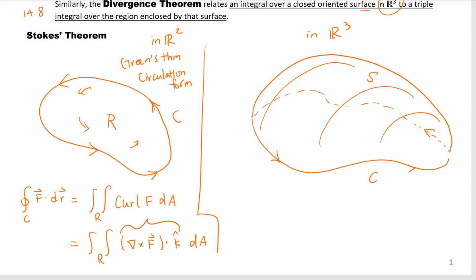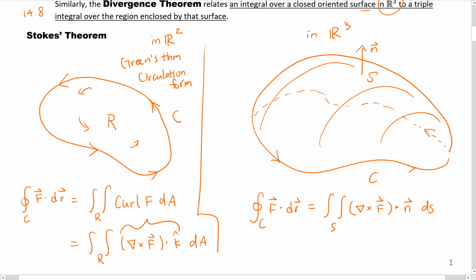Then similarly, the circulation on this C. We see this C encloses a surface. So instead of a double integral over a region R, we look at the surface integral over S. And what is the integrand? Well, it's the curl of F, the 3D curl, and then we dot product with n, where n is the normal vector of the surface S, dS. So this is the picture.